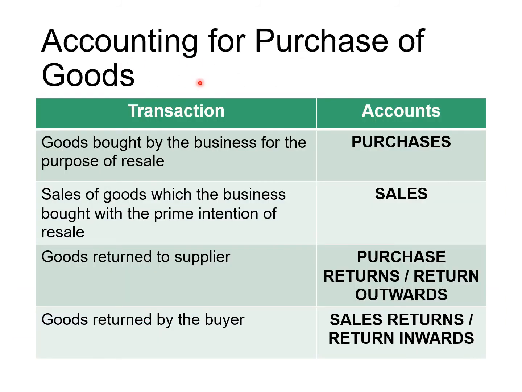This is the last part of our subtopic untuk this chapter. So, accounting for purchase of goods. So, bila kita beli barang dagangan untuk dijual semula, kita akan consider dia sebagai expenses. So, goods purchased ataupun goods bought by the business for the purpose of resale, dia akan affect account purchases. Dan purchases ni adalah account expenses. Okay, expenses.